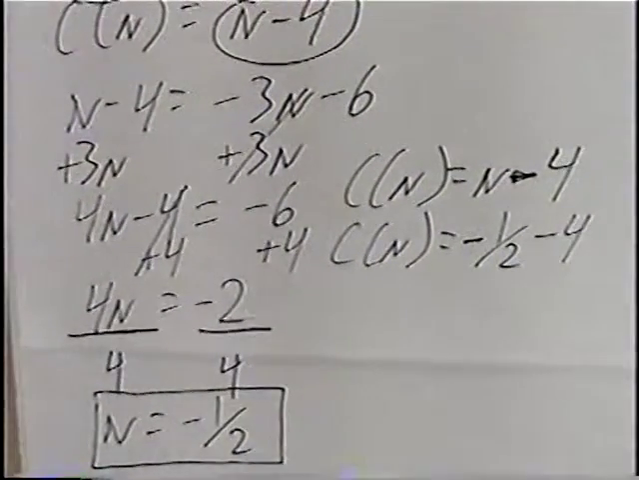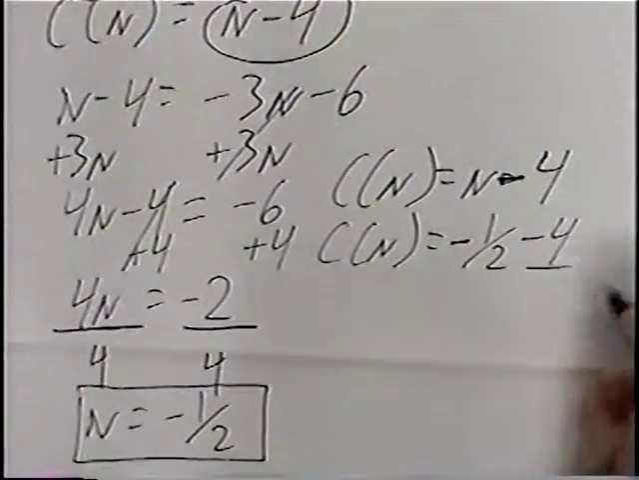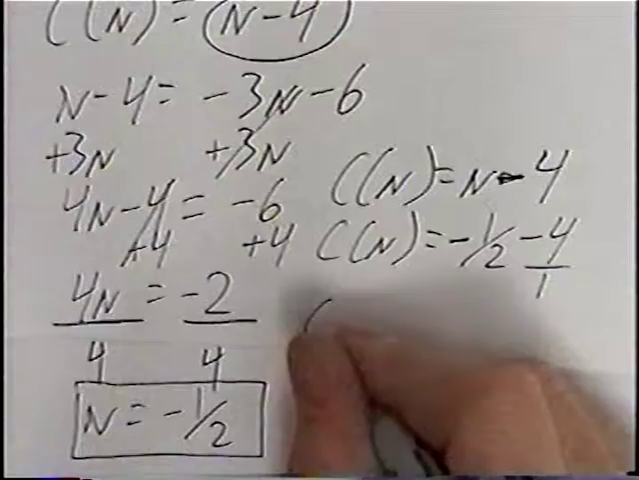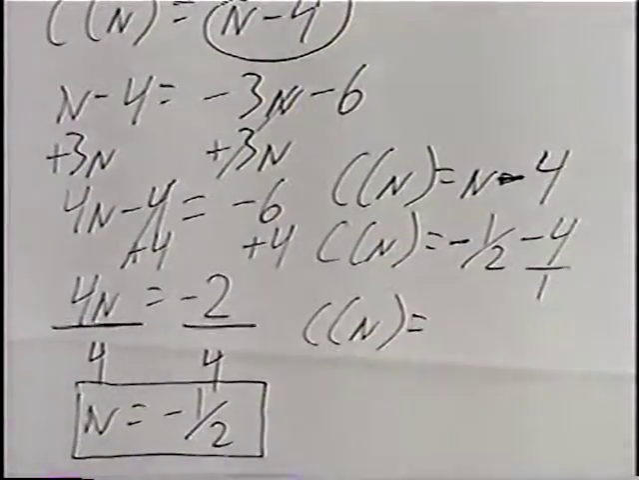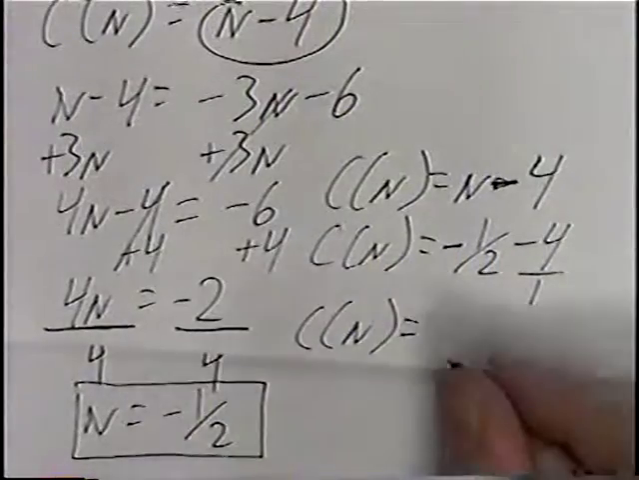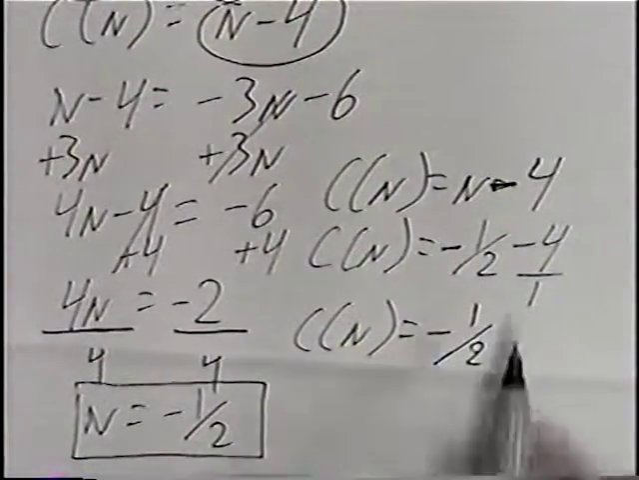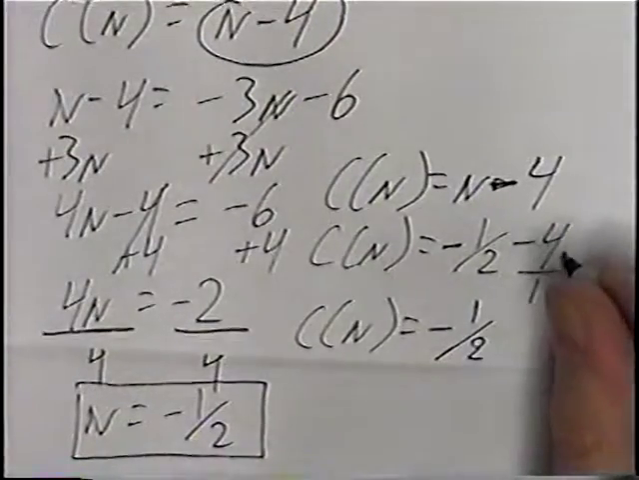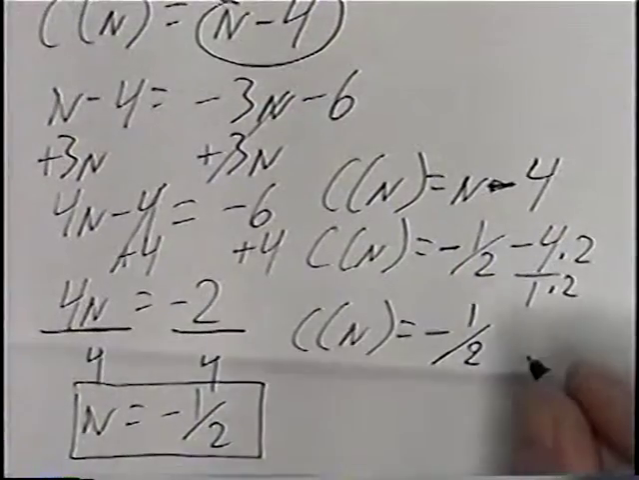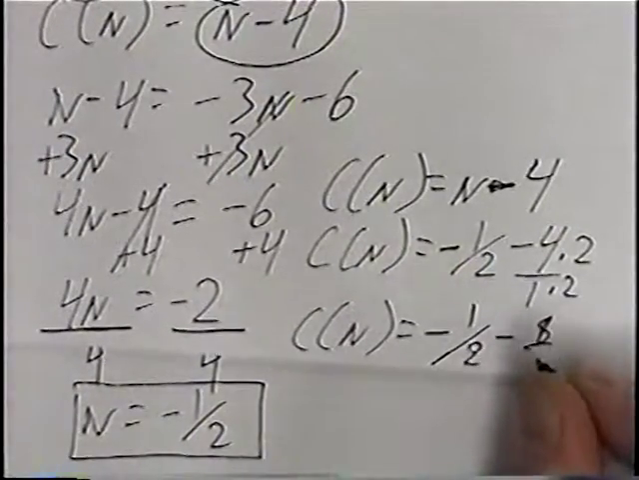To subtract a fraction and a number, you can make both the numbers fractions. Negative 4 would be negative 4 over 1, and we can get common denominators to subtract. The common denominator between 1 and 2 would be 2, so negative 1/2 would stay the same. Negative 4 over 1, we can multiply the numerator and denominator by 2, so we'll have negative 8 over 2.